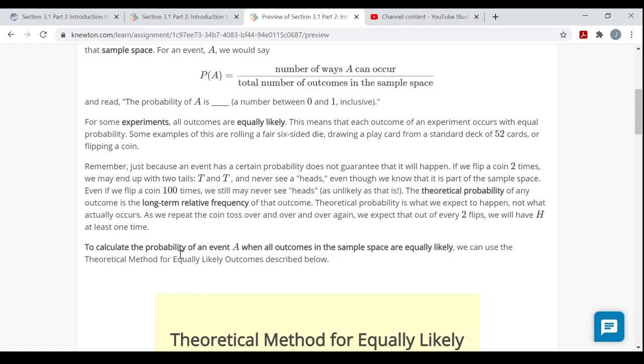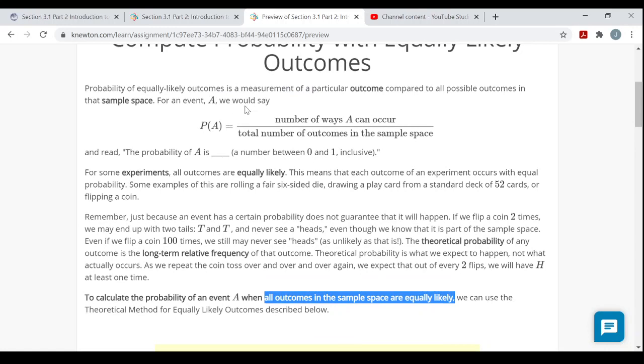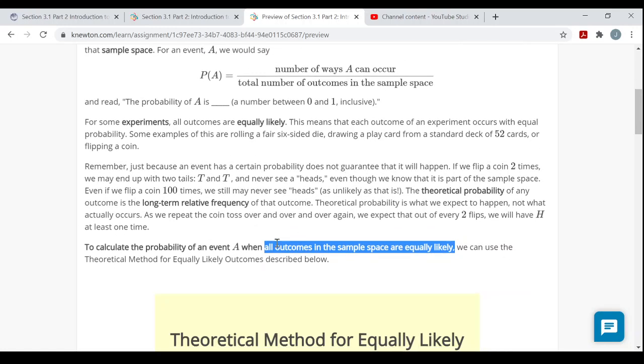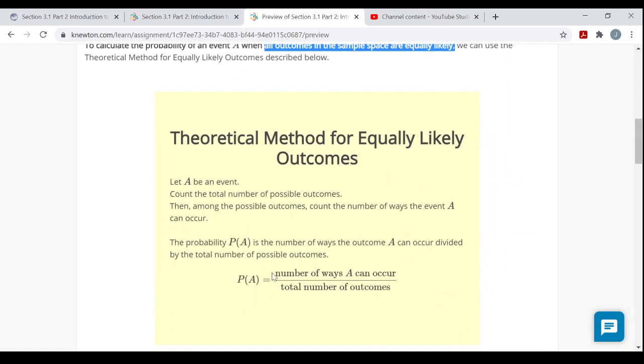So to calculate the probability of an event A, when all outcomes in the sample space are equally likely, that is huge right there. This formula that's up here is only good really when all outcomes in the sample space are equally likely. Every possible outcome of the experiment has the same chance of occurring. Then we can say this is how we calculate the probability with this formula. We can use the theoretical method of equally likely outcomes described below: the number of ways A can occur divided by the total number of outcomes for the probability that A occurs. Right?